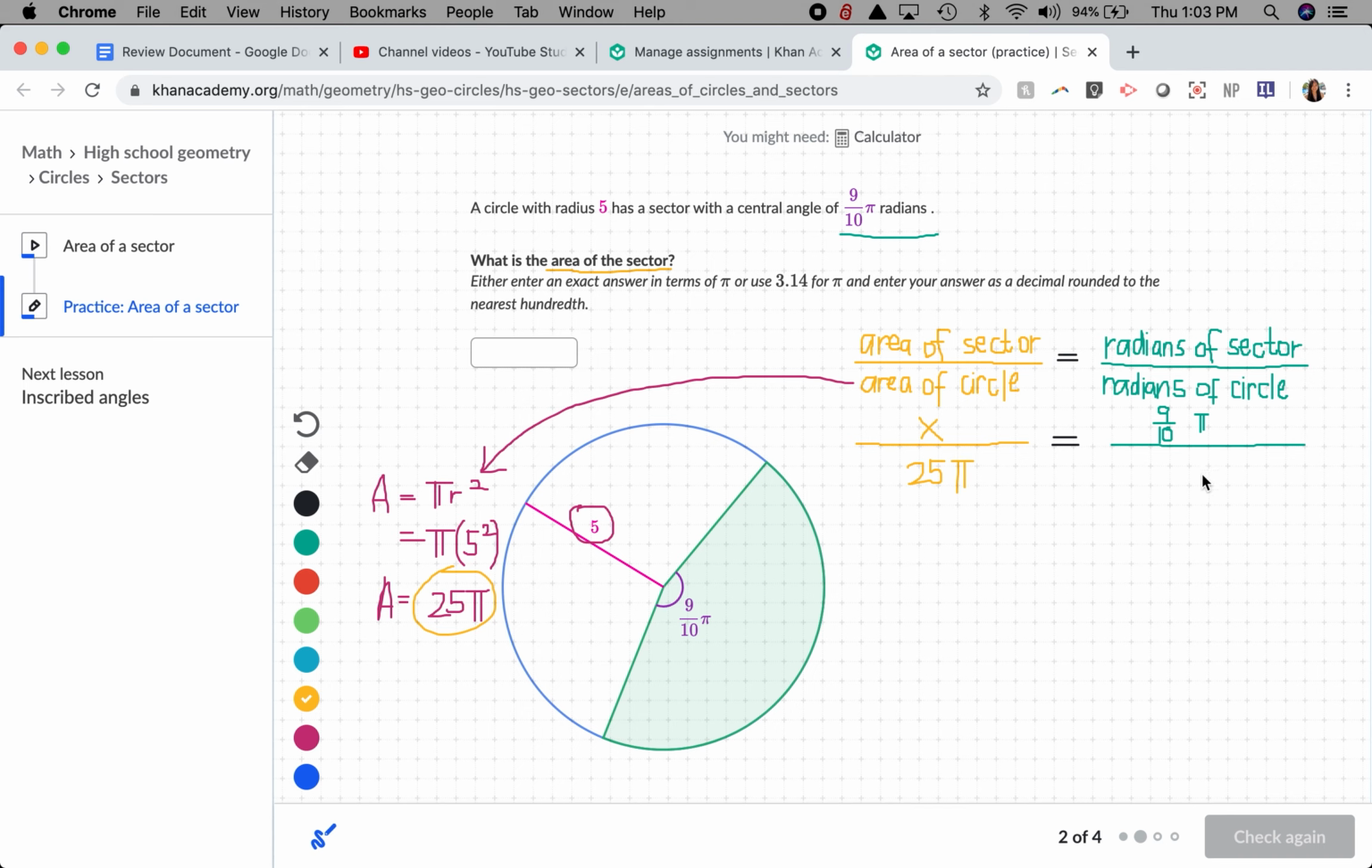Now the last piece of information we have to look for is the radians of the circle. Well, for any circle, there is always 2 pi radians. Always 2 pi radians. All right.